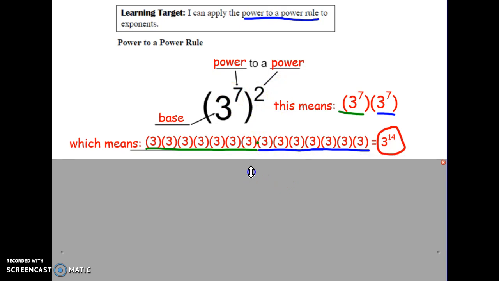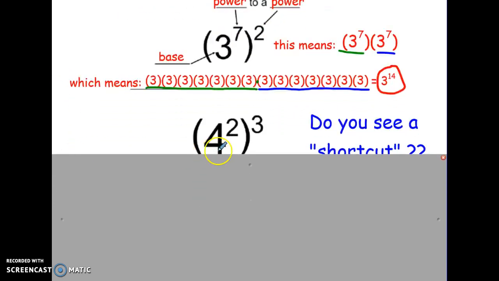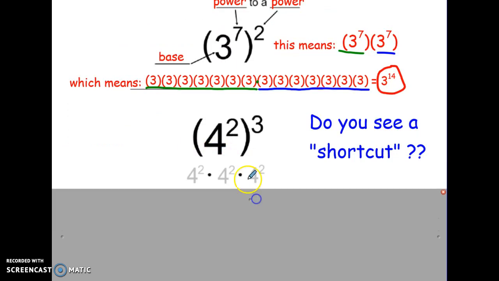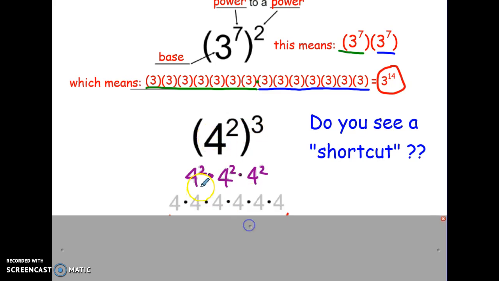So we have one quick example down below here, and this is where I was going to ask you if you saw the shortcut. So again, we'll do this example. We have 4 squared, and the entire thing is going to be raised to the 3 exponent. So that means I need 3 of these, like this down here. That does mean 4 squared times another one times another one. It's kind of like having 3 groups of this thing. And then if we wanted to, we could expand this one out. This one would incorporate 2 of them, and then the center one would be 2 more of them, and the last one would be 2 more of them.